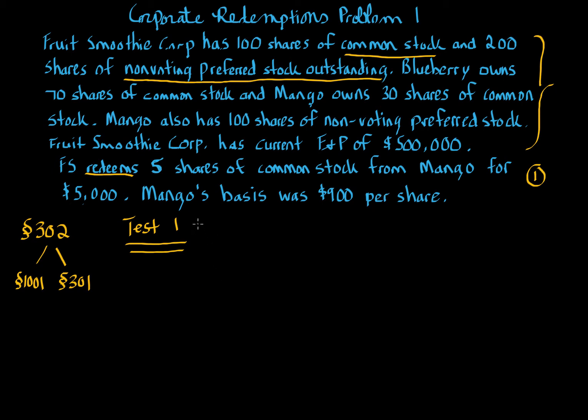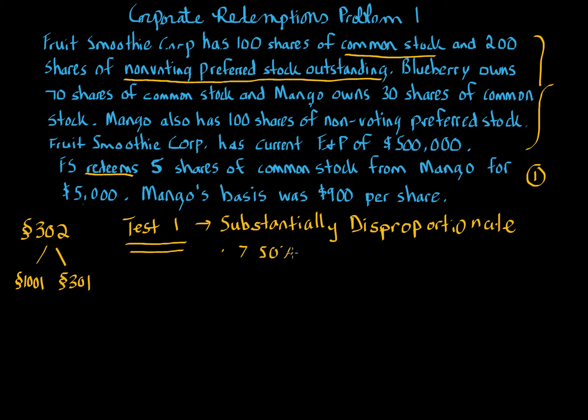So test 1 is substantially disproportionate. As I mentioned, this test found in section 302(b)(2) is a purely mechanical test. You have to meet 3 tests within it. You have to have less than 50% ownership. Again, we're focusing on voting stock for this one. Voting common stock after. Less than 50% after.